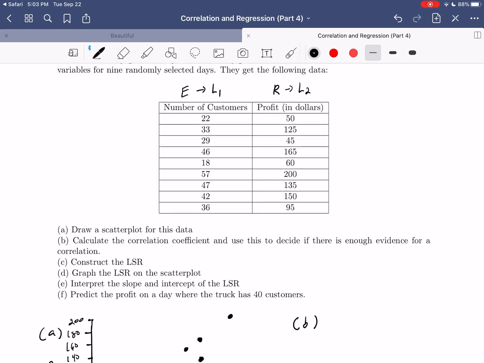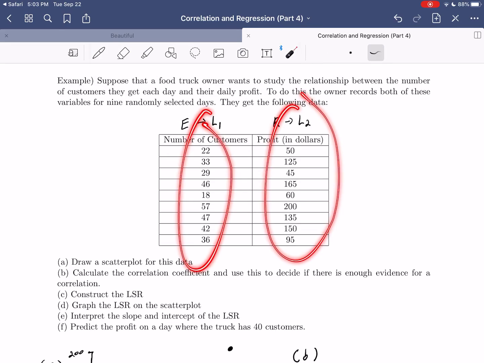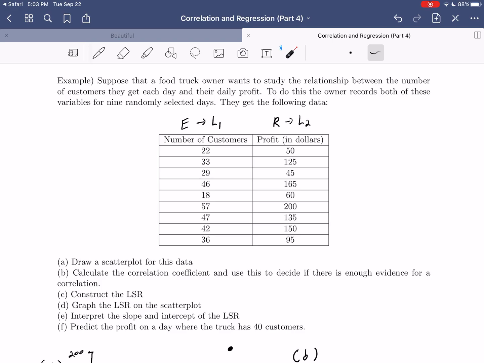So for part B, we want to calculate the correlation coefficient. So now is the time to go ahead and type this stuff into your calculator. So if you're following along, you hit Stat and Edit, clear out anything that's in L1 and anything that's in L2. Then go ahead and put the number of customers into L1, so 22, 33, 29, 46, 18, 57, 47, 42, and 36. And then for the second list, L2, go ahead and put in those profits. 50, 125, 45, 165, 60, 200, 135, 150, and 95 there.